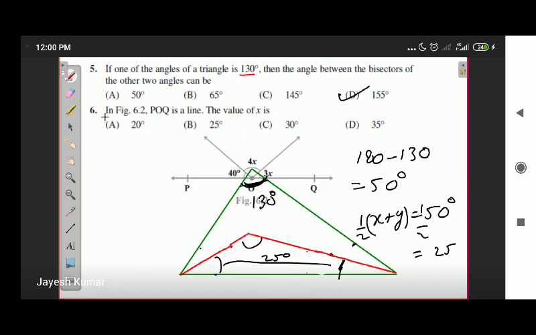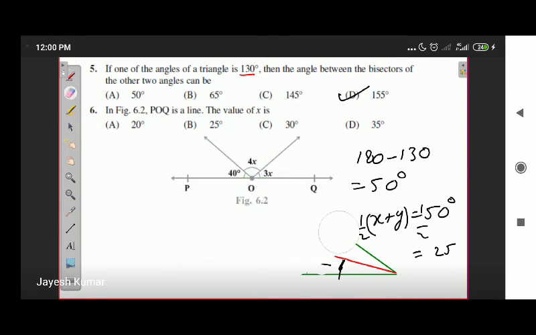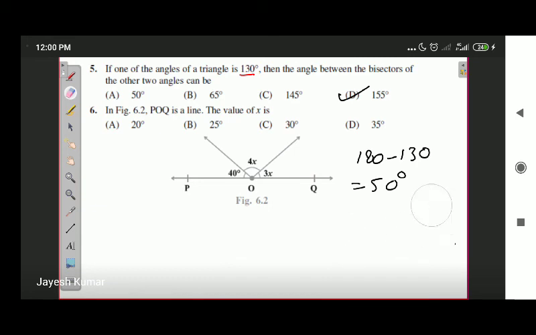Next is question number 6. Let me erase that so that we can easily get the question. What do we have in question number 6? POQ is a straight line, and we have one angle 40, one angle 4x, one angle 3x. We have to determine the value of x.